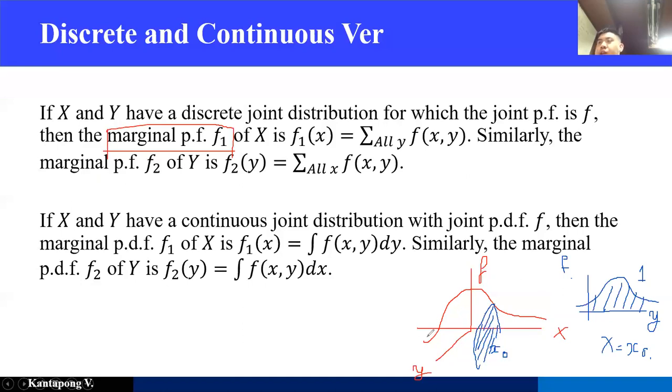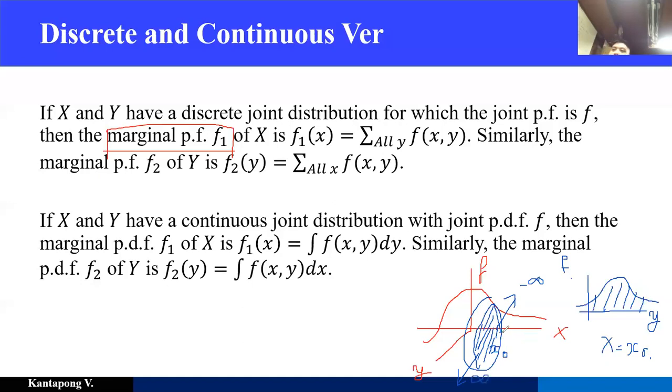We take the sum of all this. This is not equal to 1, sorry. So we take this one and we sum the area. It doesn't have to be equal to 1, okay? So we sum the area at this one, where x is equal to x0, summing over y from minus infinity to plus infinity.